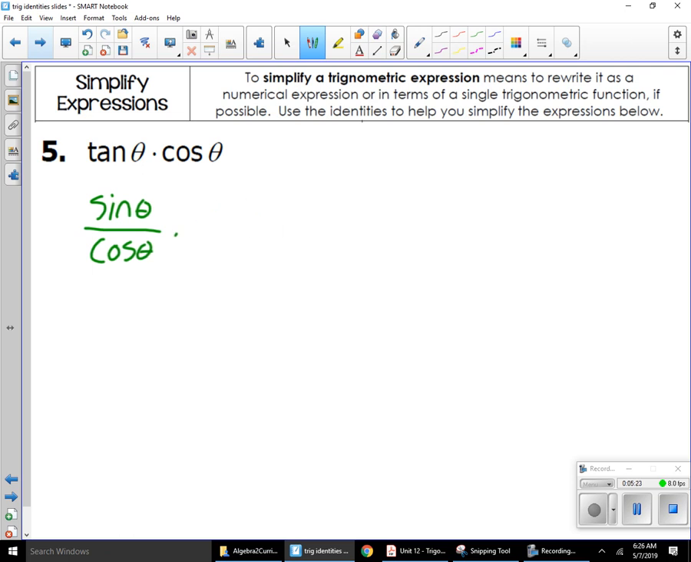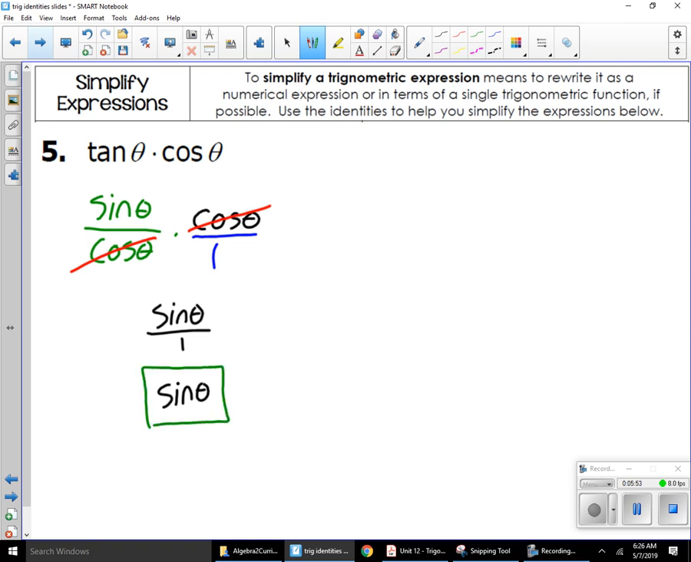That one should have been black. And again, I will rewrite that cosine over 1, so it's easy to see that this is a fraction times a fraction. Note that if I have a cosine on the bottom and a cosine on the top, those will cancel, leaving me with just sine on top and the 1 on the bottom. Well, anything divided by 1 is just itself. So what we have here is that tangent times cosine is just sine.